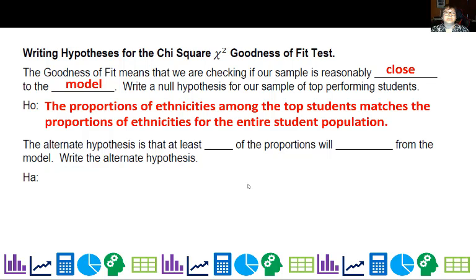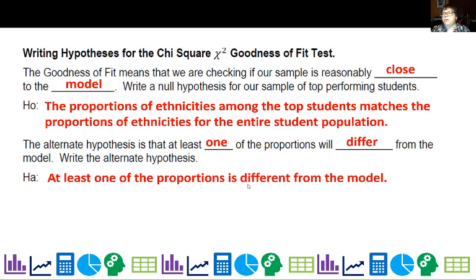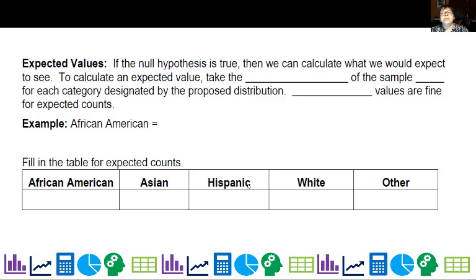The alternate is, well, they don't all match. At least one is different. And that can be written very easily as saying at least one of the proportions is different from the model. So, first of all, it helps to look at the expected values. What is the model? If the model were true, that's our null, that the model is good, then what would we expect to see? So we're just going to take the proportion of the sample size for each category designated by the proposed distribution. Decimal values are fine for expected counts.